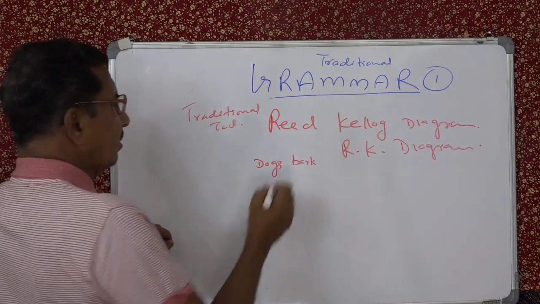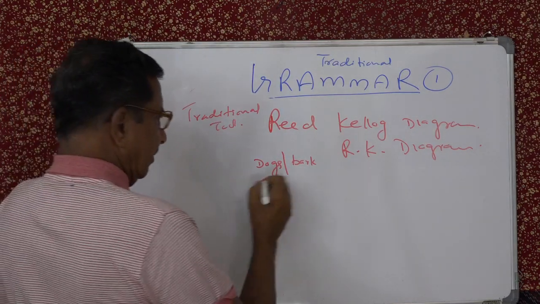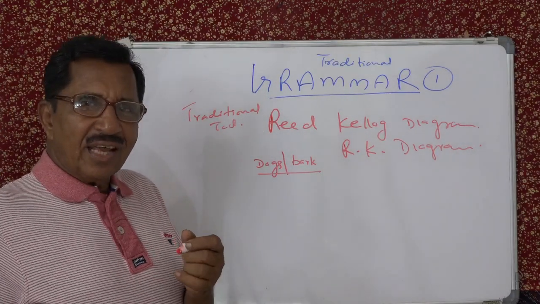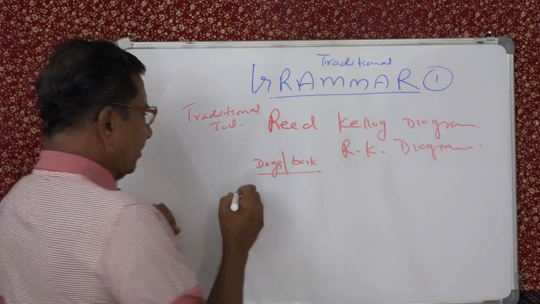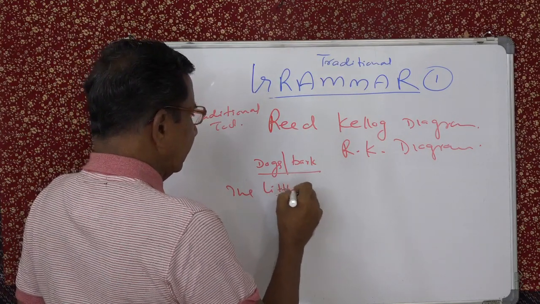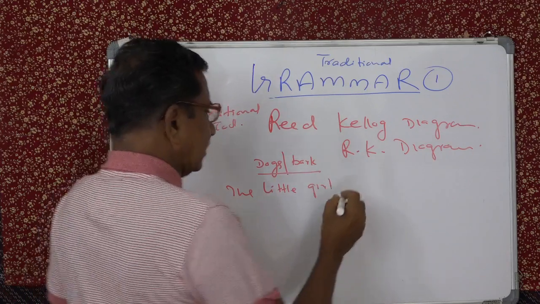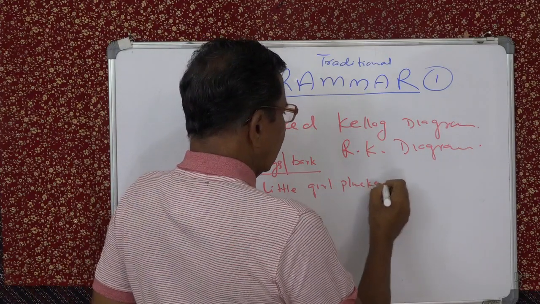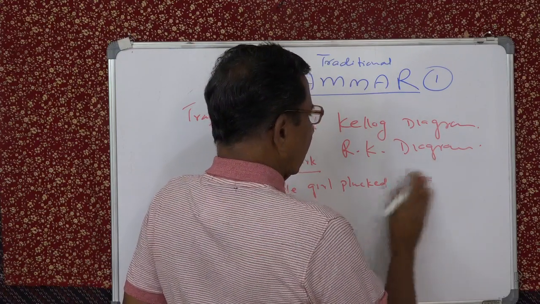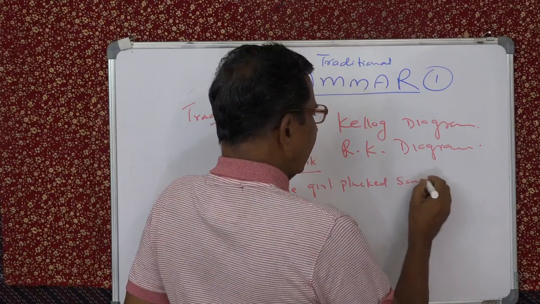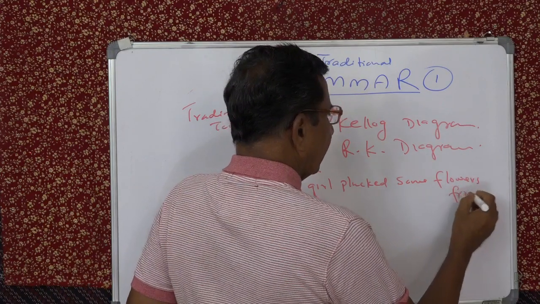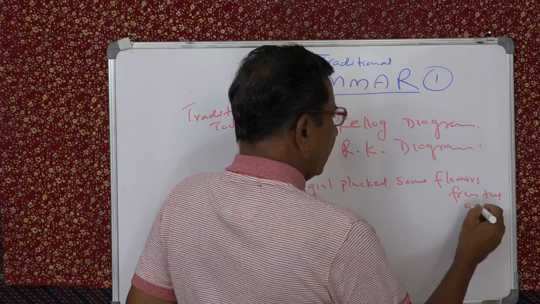Now, if you want to describe it, put a line like this. See that? This is dogs bark. Suppose there are modifiers and qualifiers. What will you do? For example, you have a sentence: The little girl plucked some flowers from the garden.